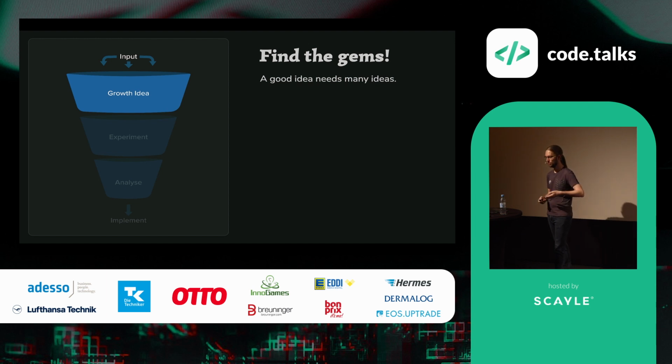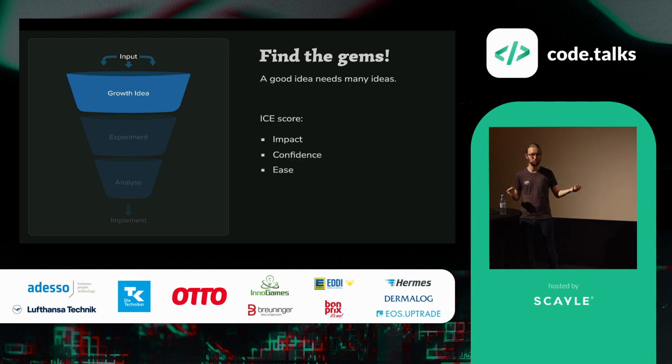Same holds true here. So, how do we filter them? We apply some sort of rating mechanism. An easy one is the ICE score. We think about the impact, the confidence, and the ease of an idea.